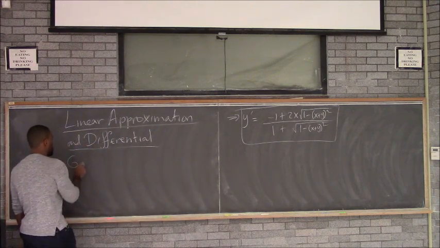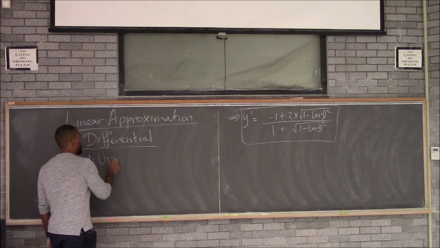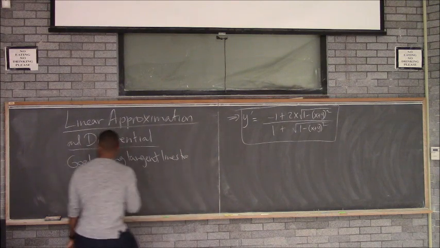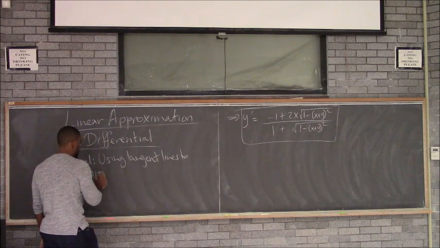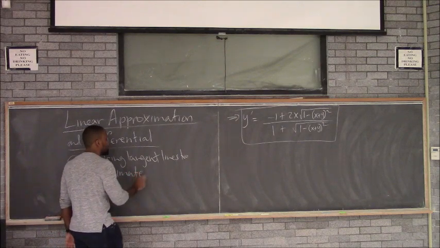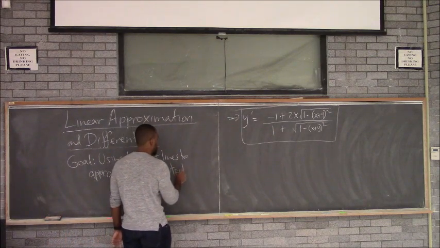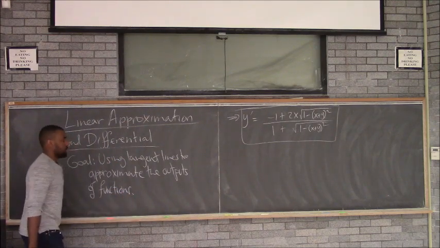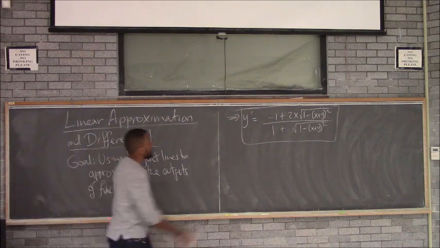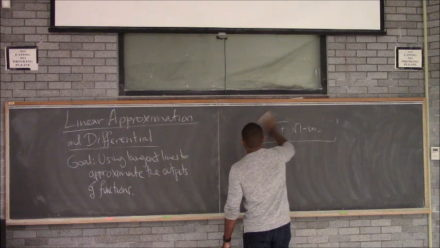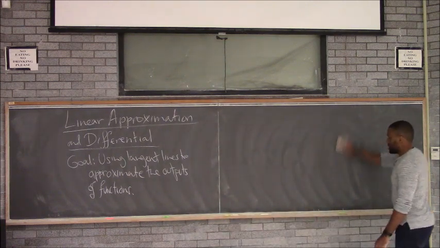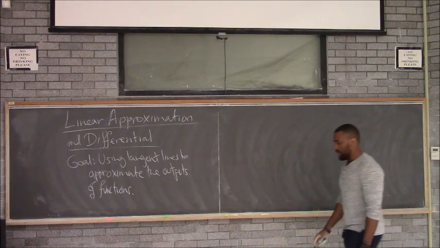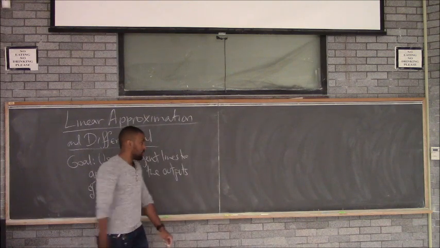So the goal of this section is using tangent lines to approximate curves, to approximate the outputs of functions. So, remember how this whole game got started. We had this curve, we wanted to know what its rate of change was. We interpreted this as slope. We figured out a formula that gave us the slope of the function. This was the limit as h approaches 0 of f of x plus h minus f of x all over h.